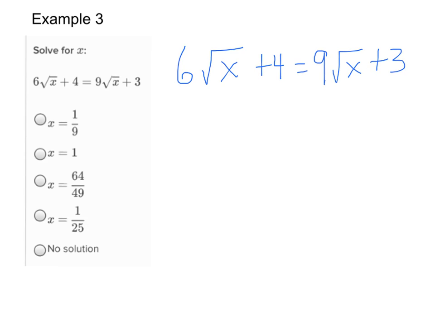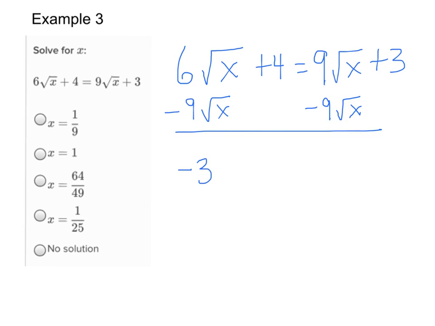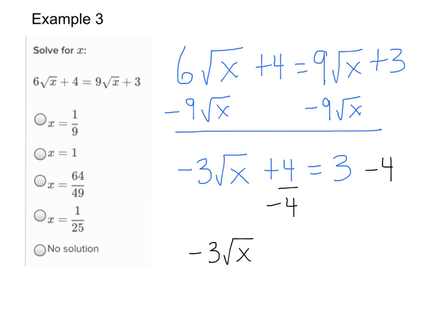Okay, so the first step, what do you think it is? Well, I'm trying to get this 9 square root of x on the left, so I will subtract 9 square root of x on both sides. And so I have negative 3 square root of x plus 4 equals 3. And now I'm trying to get that 4 right here to the right side, and it's positive, so the opposite of that is to subtract 4 from both sides. And so I have negative 3 square root of x equals, and 3 minus 4 is negative 1.